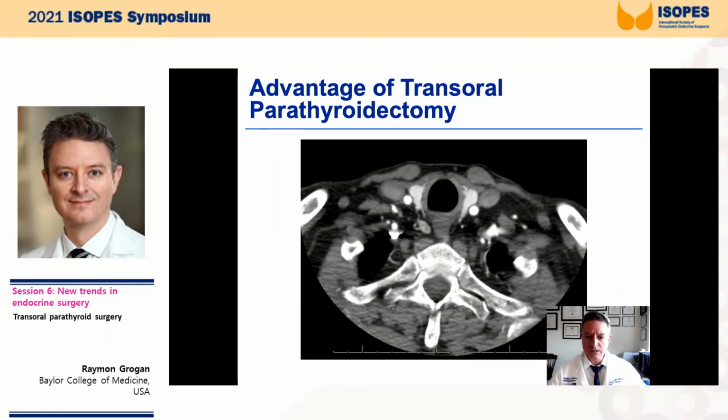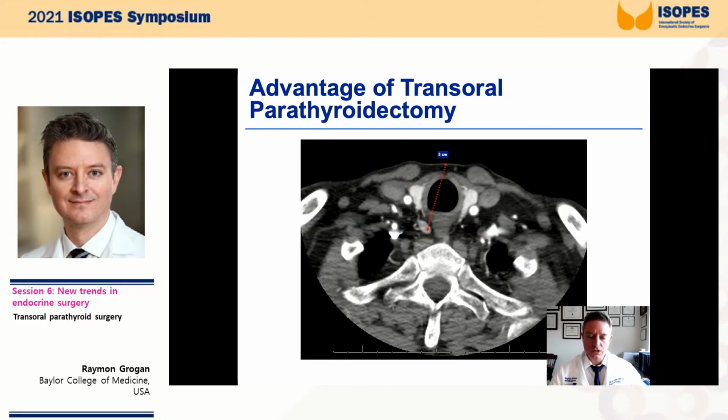So what does this mean anatomically in terms of the safety with the transoral approach? So let's talk about that. So here's a CT scan. You can see here that deep upper parathyroid, deep in the TE groove, almost back on the spine. So what we have here is our right thyroid lobe, the parathyroid we just spoke about. There's the trachea and the esophagus.